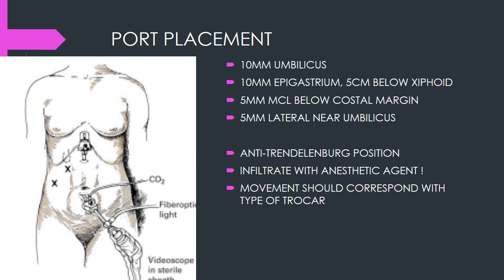The lateral port is usually in the anterior axillary line and almost at the level of the umbilicus. Again, it's preferable to go slightly superior and slightly medial, because if your instruments are 36 centimeters long and the patient is very obese, it becomes a little too difficult to give complete traction on the gallbladder upwards and laterally. Change the position of the patient from Trendelenburg to anti-Trendelenburg. Don't forget to infiltrate with the anesthetic agent because of the reasons already given earlier.